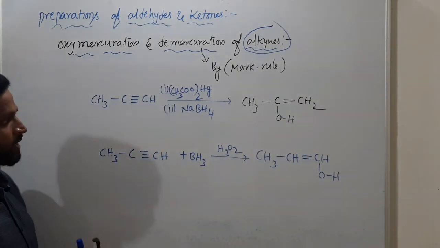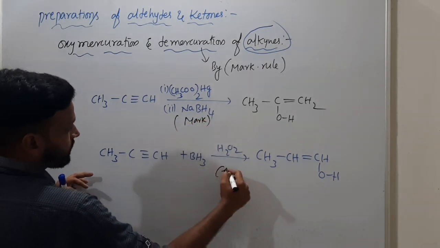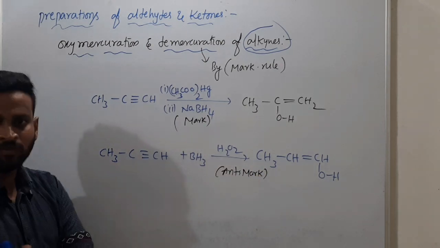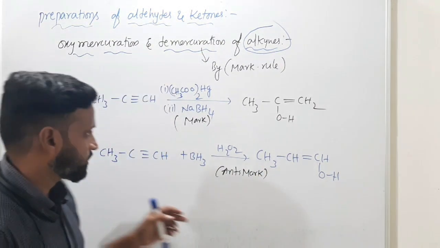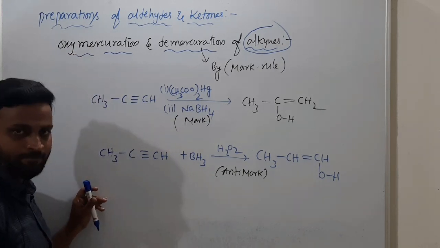See the difference? This is by Markovnikov rule and this is by anti-Markovnikov rule. Got it clearly? So this is about what exactly, oxymercuration and demercuration.